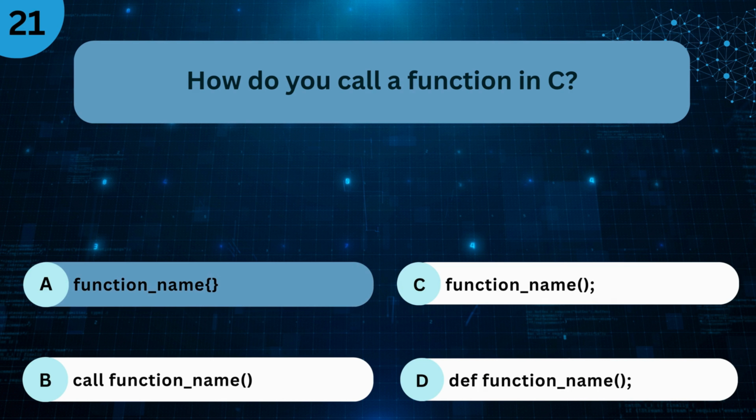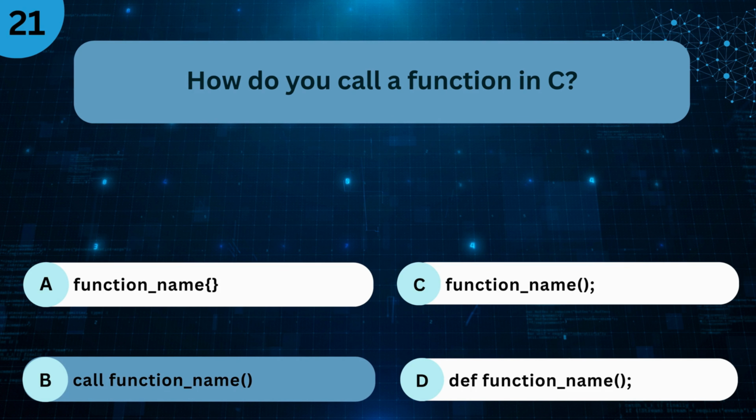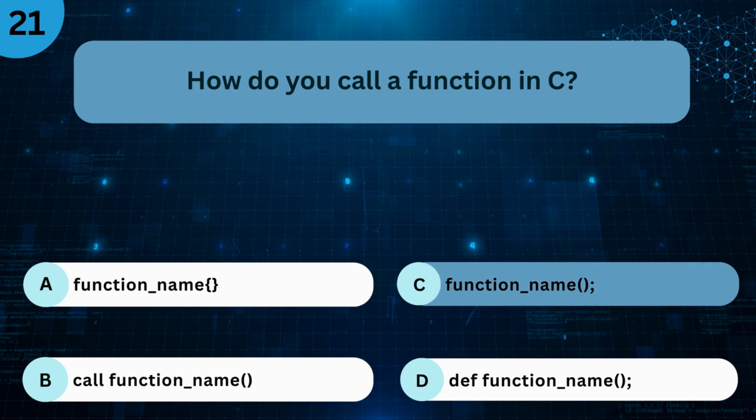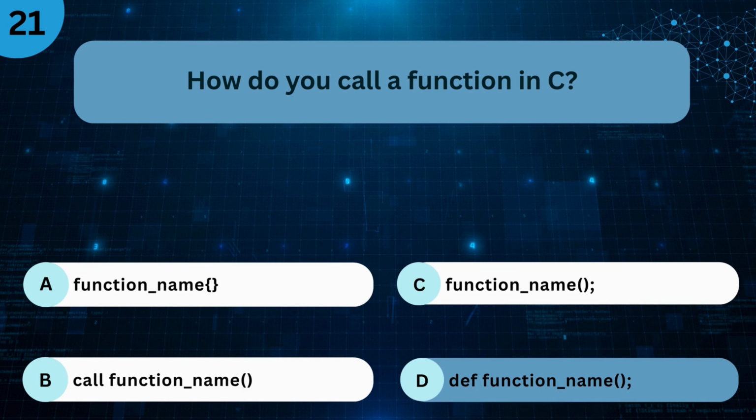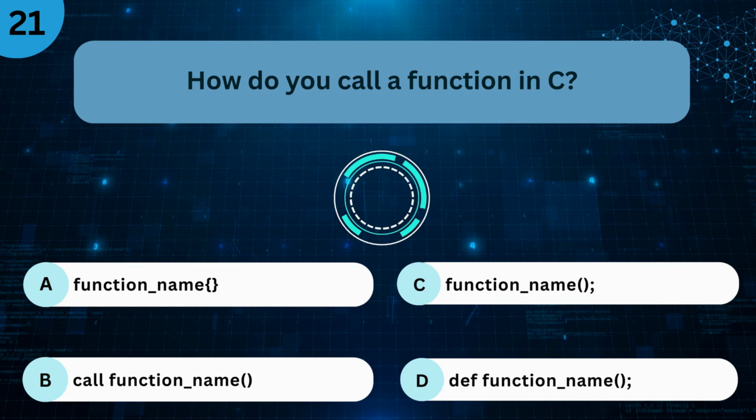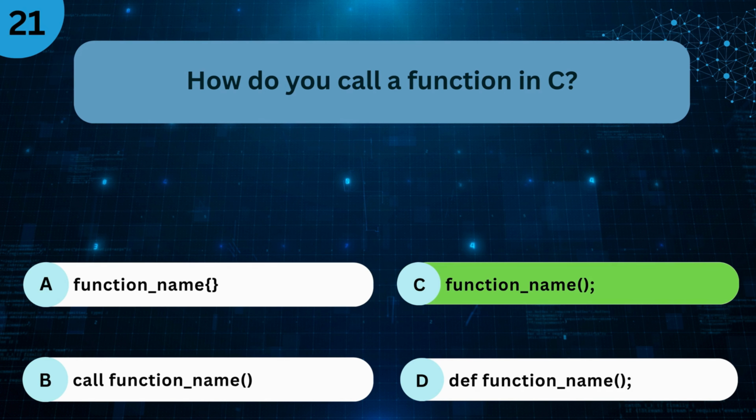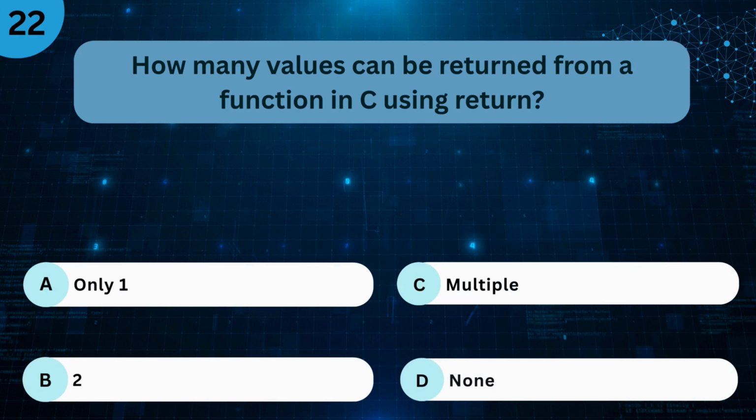A. function name in curly braces. B. call function name(). C. function name(). D. define function name(). The right answer is C. function name(). How many values can be returned from a function in C using return?